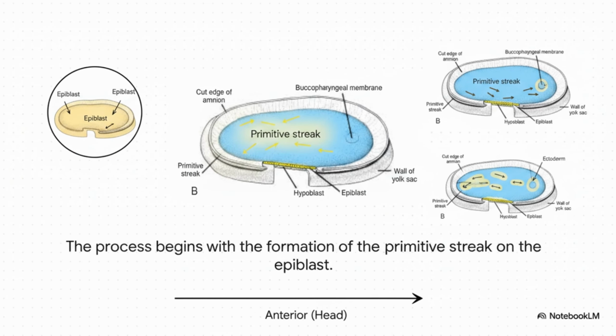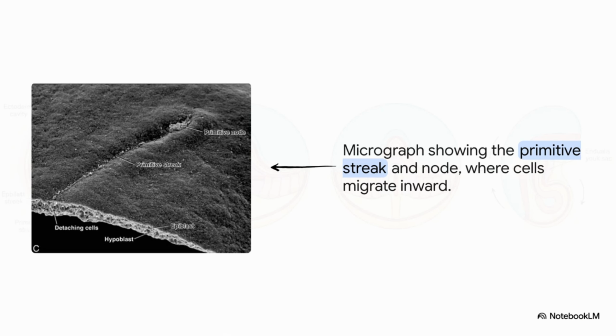So how does this amazing transformation actually get started? Well, the very first visible sign of gastrulation is something called the primitive streak. It shows up as a narrow groove on the surface of the epiblast. Its formation is absolutely crucial because it defines the main axes of the embryo, head to tail and left to right. And this electron micrograph here gives us a fantastic real-world view of it. You can clearly see that primitive streak, and right at its cephalic end, or head end, there's a slightly raised area we call the primitive node. This whole structure is basically the gateway for cells to start migrating inward.